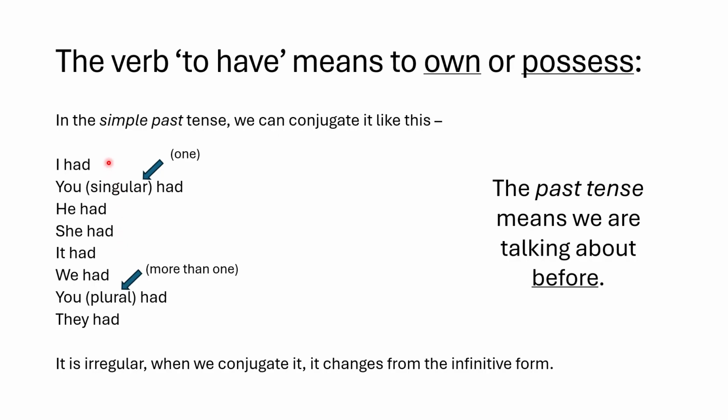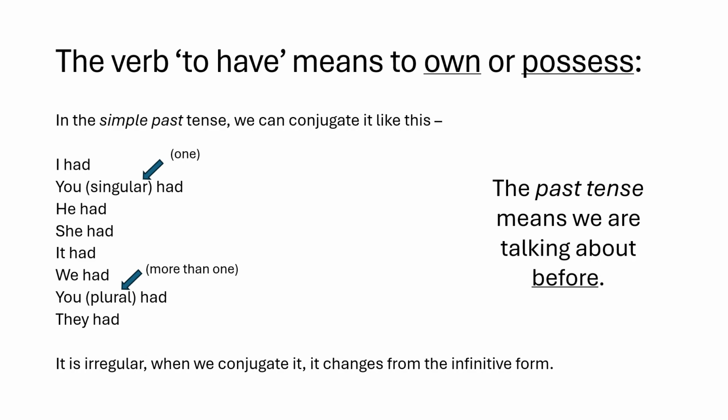I had. You had. This is singular, one person. He had. She had. It had. We had. You had. This is plural, more than one person. They had. The verb to have is usually transitive, so it takes a direct object to complete its meaning.